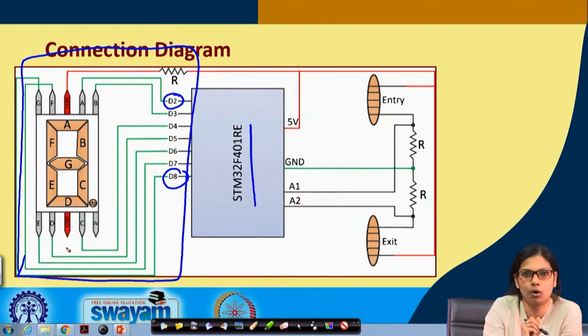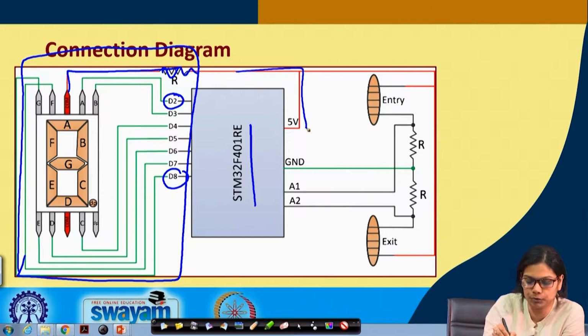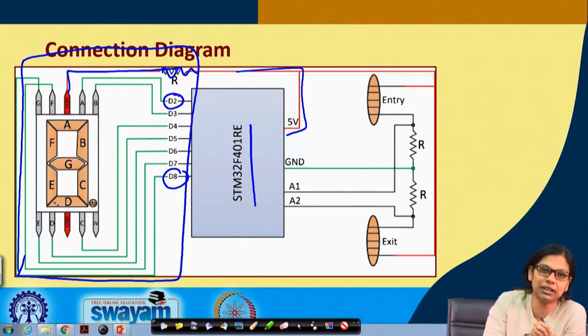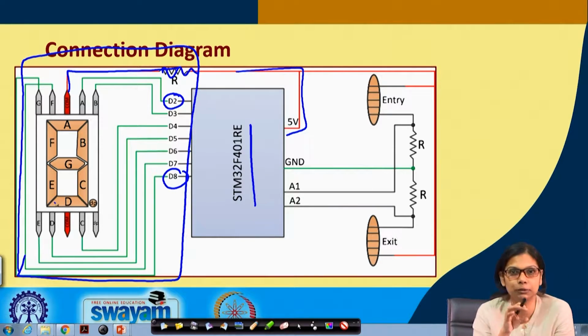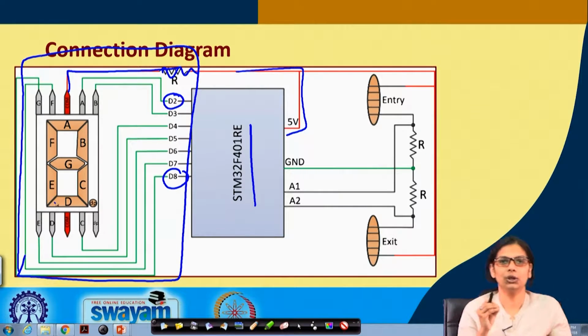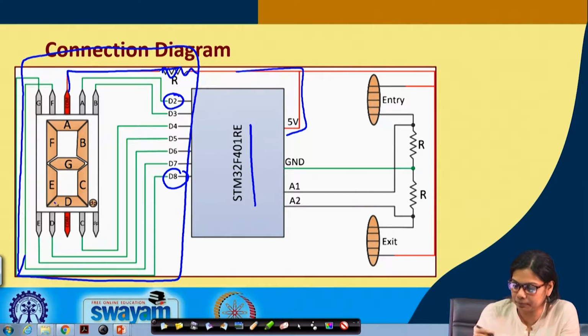This is again a common anode 7th segment. So, from the common port through a resistance it is connected to 5 volt. And what we have to display here? Whenever there is an interruption, this display should display the number of persons present in a particular room. Now, let us see the connection of this LDR.